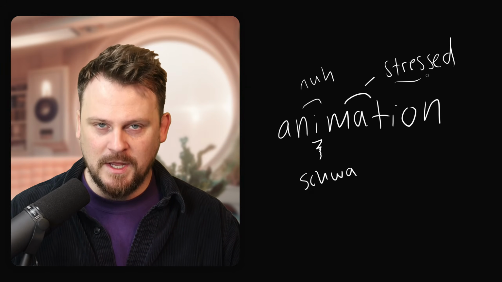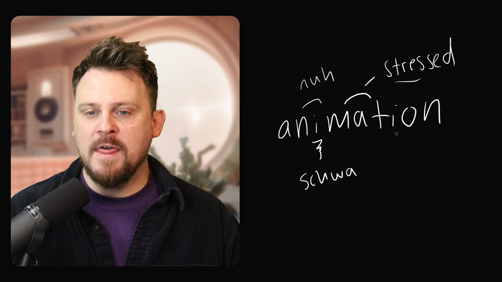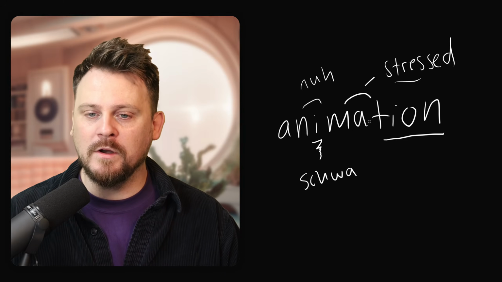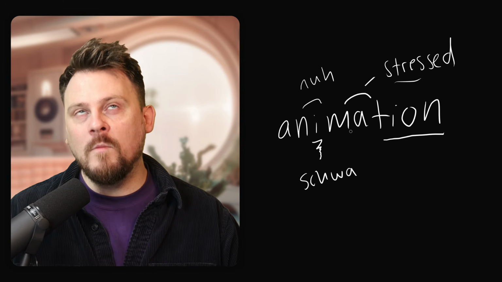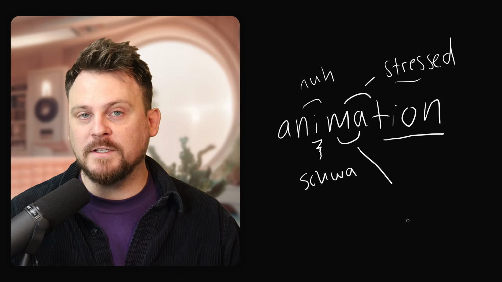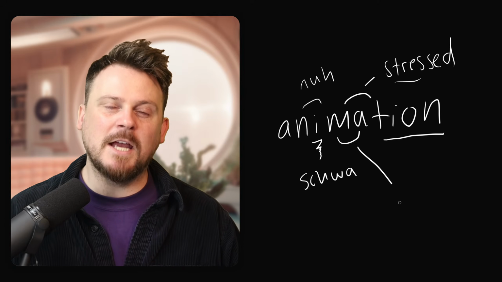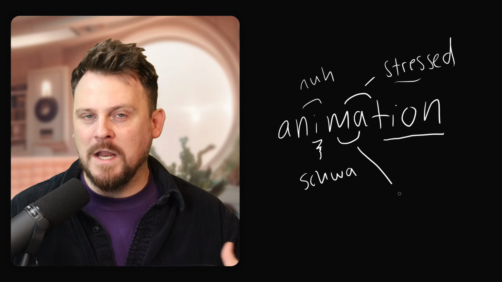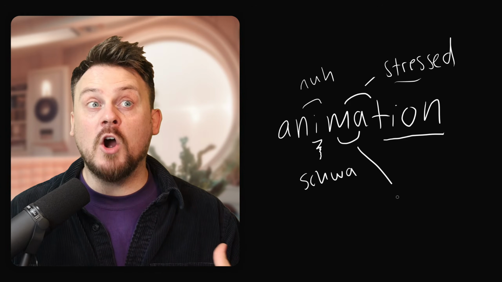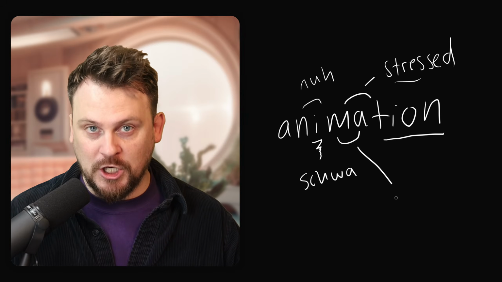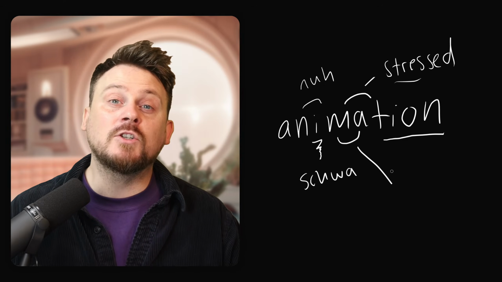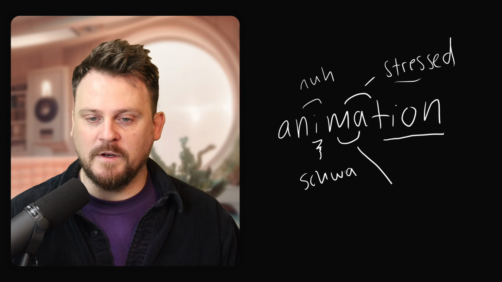Animation. Now, as an interesting point, if you have a word that has tion at the end, usually, almost always, the syllable that goes right in front of tion will be stressed. And so that's almost a rule. It's actually more of a pattern that you can remember when it comes to word stress. If you have a word that ends in tion, like caution, or motion, or emotion, or animation, then it's probably going to be stressed right in front of that, okay?